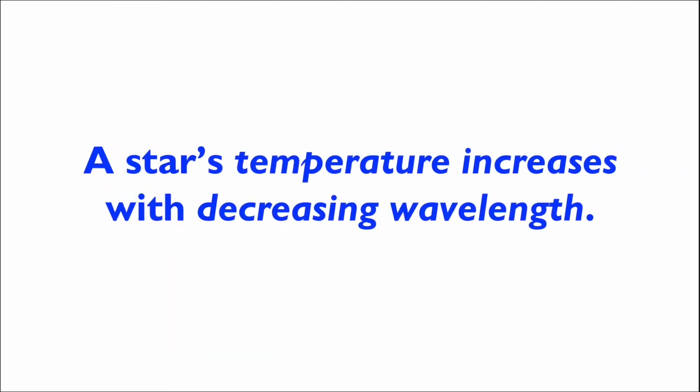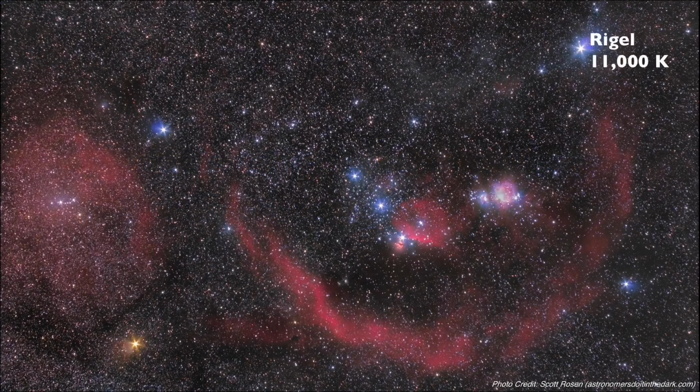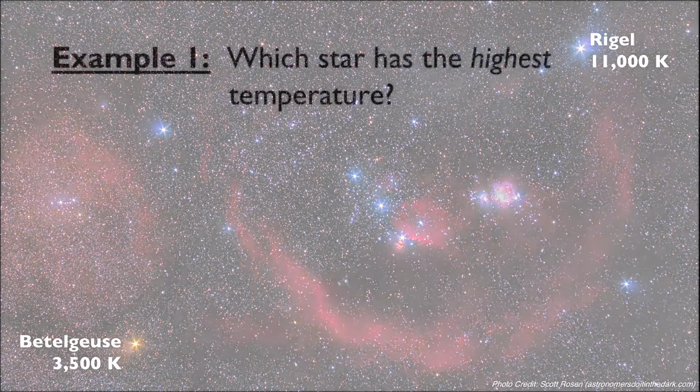Now, Wien's law basically states that a star's temperature increases with decreasing wavelength, which means that a blue star, like Rigel, is much hotter than a red star, like Betelgeuse. Now, Rigel and Betelgeuse are two of the most prominent stars in the constellation Orion, so they make great examples for this concept. Now, let's work through a couple of other examples.